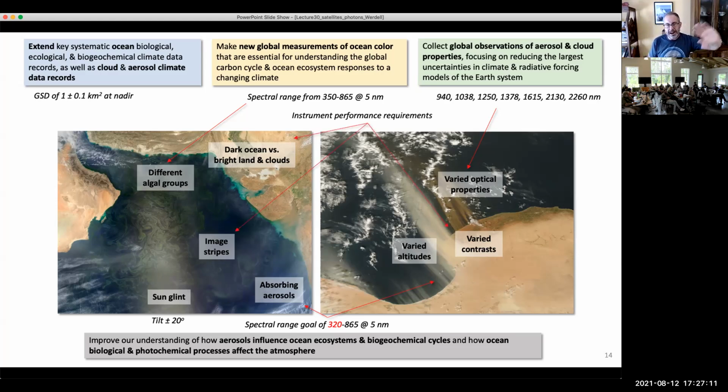Instrument performance requirements drive just about the rest. If you want to have good climate data records, then you need really stable instruments that do not degrade on decadal lengths. And space is a harsh environment, so that's a tough call.